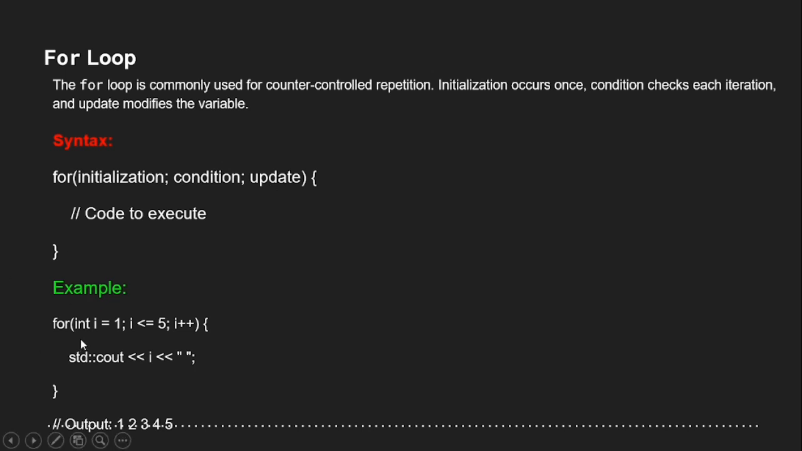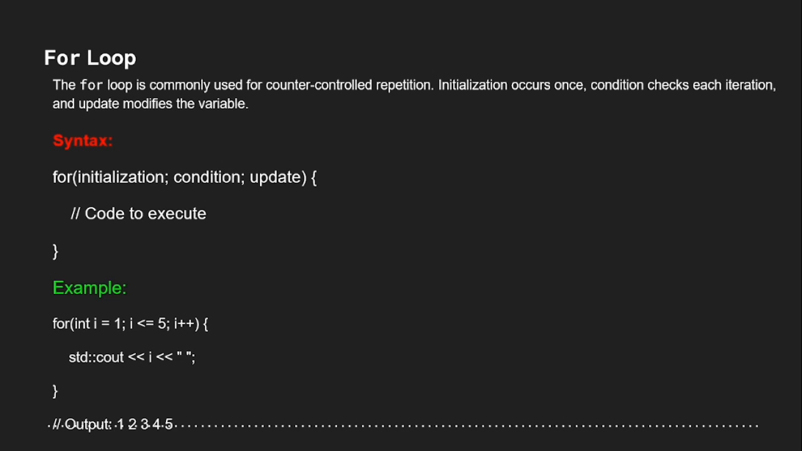For example, this is the example code: for int i. Int i is the initialization of the number of stages, the iteration. This is the condition; if the condition is not met, the loop will stop. And i plus plus is the increment of one by one. We start the loop from one, and it increments by one every time the loop goes to the next stage.